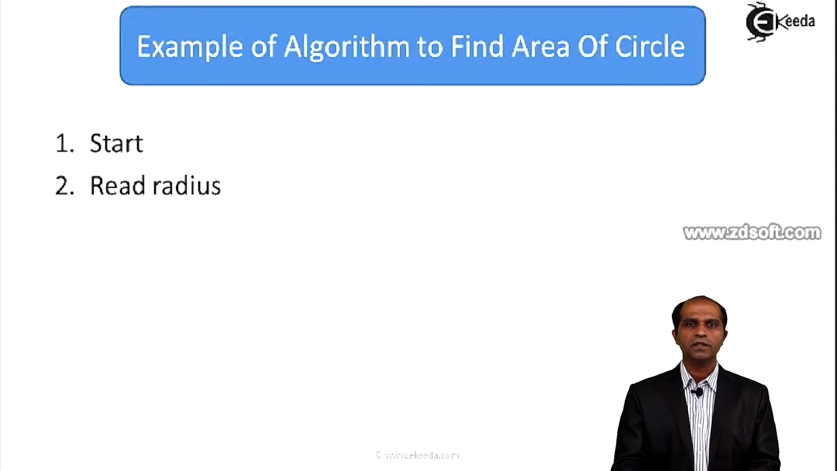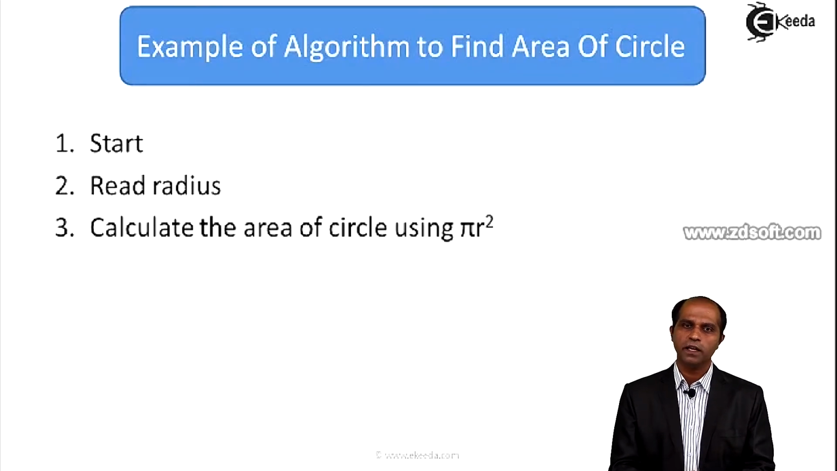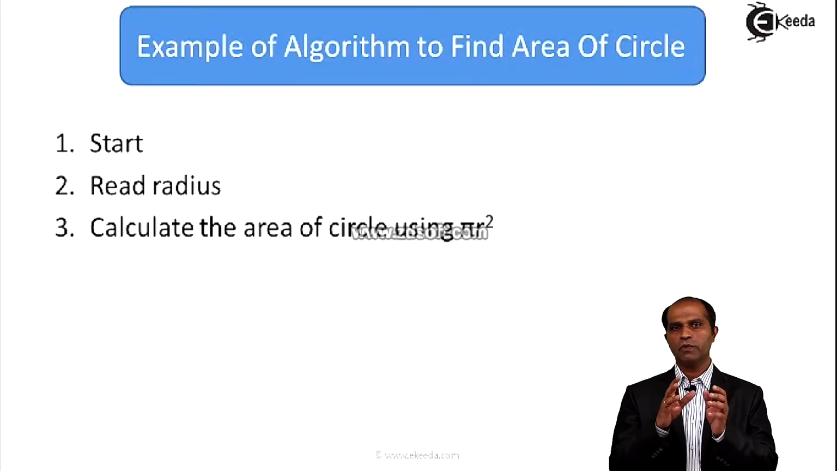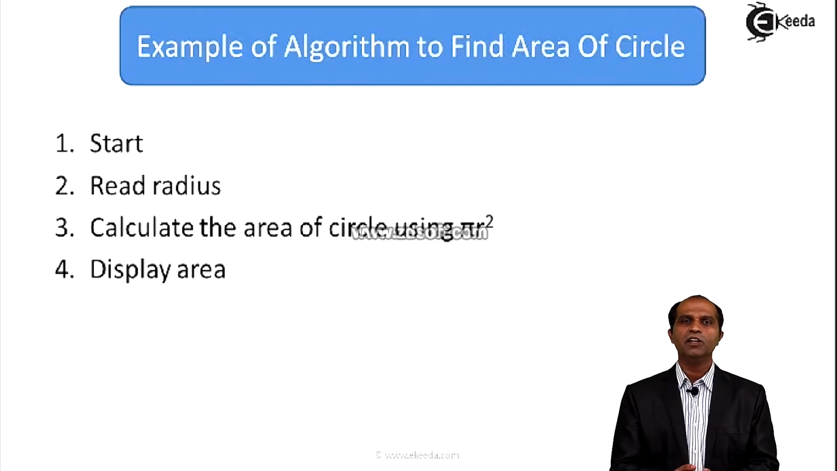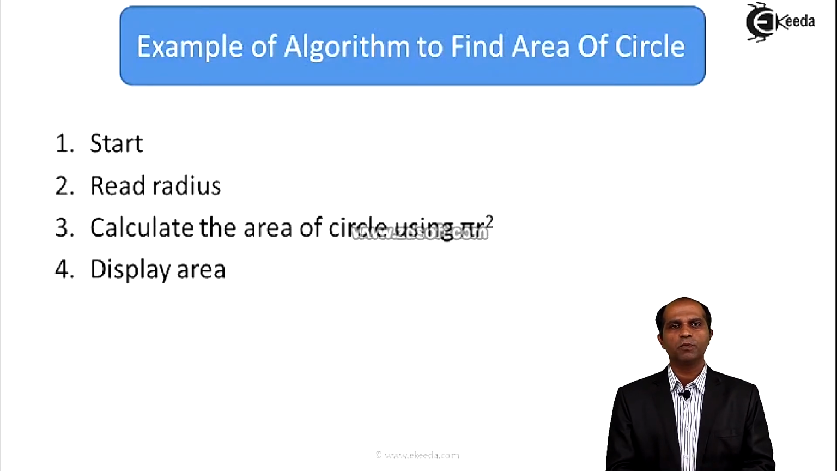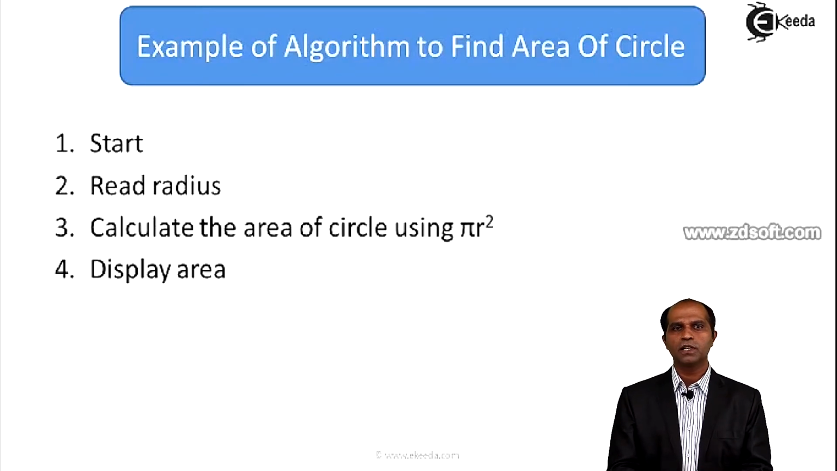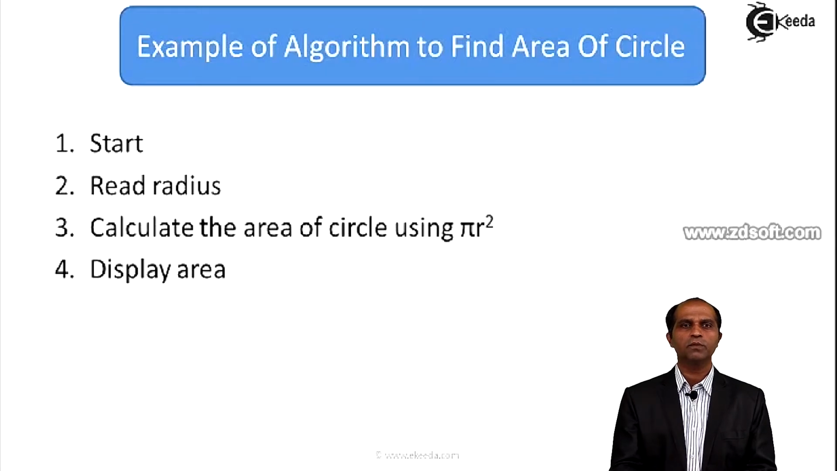Once you read the radius, then we are supposed to calculate the area of circle using pi r square. Now, when I calculate the area, you can store this quantity into some variable, some identifier, and that identifier needs to be displayed. Let's call that particular identifier area, and we are going to have display area. The task is accomplished at this particular place. So, we can end this particular algorithm by saying stop.